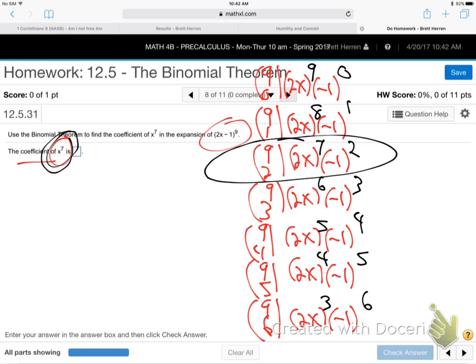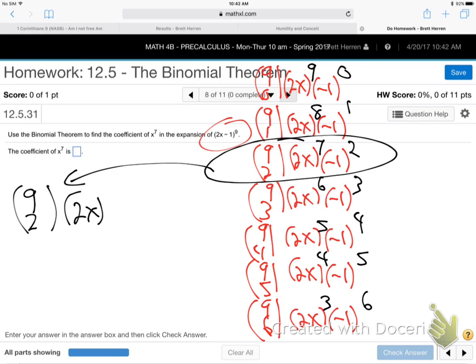That one's going to come out x to the 7th, isn't it, when you multiply everything out on that term. It'll be the x to the 7th term, won't it? So let's grab just that one. Bring it over here and say, okay, they want the 9 choose 2, 2x, the whole thing to the 7th, and minus 1 to the 2nd. That's going to be the x to the 7th term. All right, what is 9 choose 2?